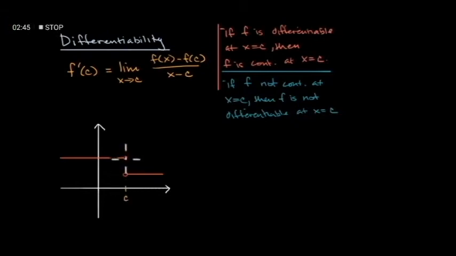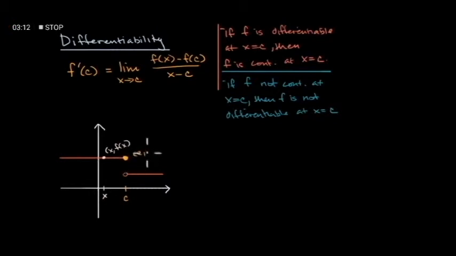The first is where you have a discontinuity. Our function is defined at c. It's equal to its value. But you can see as x becomes larger than c, it jumps down and shifts right over here.